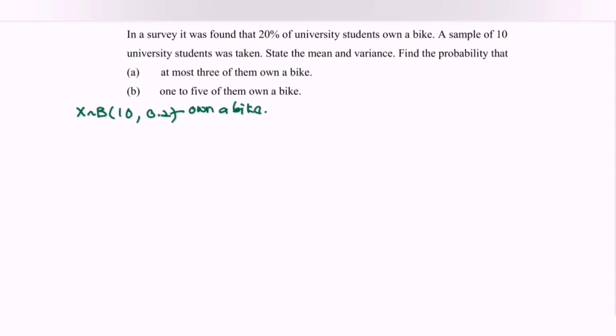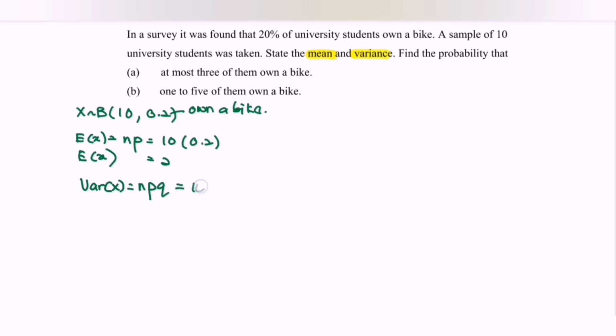So kindly refer to the question. The question mentions to state the mean and variance. As we all know, the mean, where we have the E(X), which is np, so 10 multiplied with 0.2, so we will have 2 as the mean. Continue. Variance, where we have the formula npq. So here we have 10 multiplied with 0.2 multiplied with 0.8. And we have the variance, which is equals to 1.6.